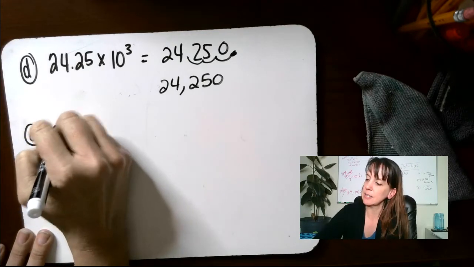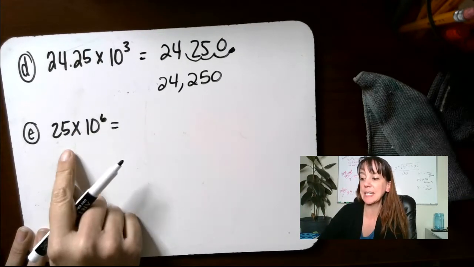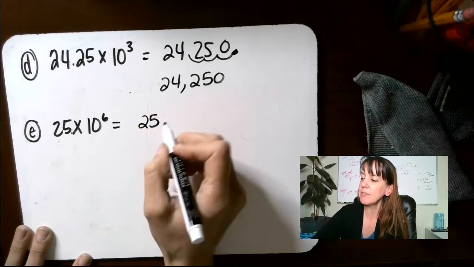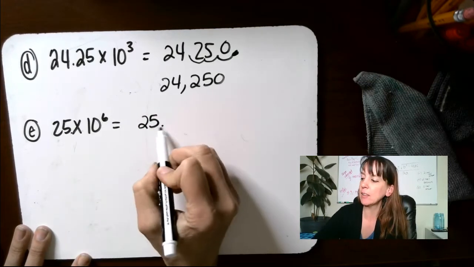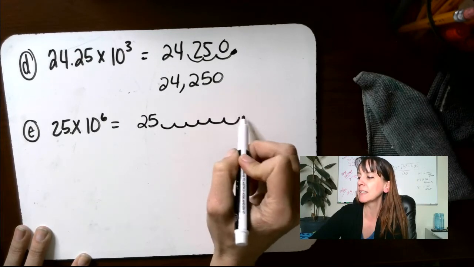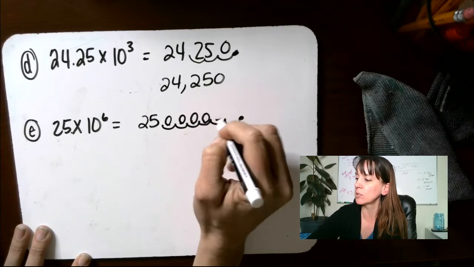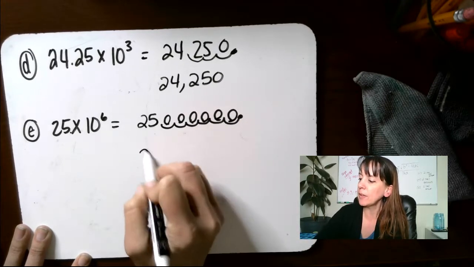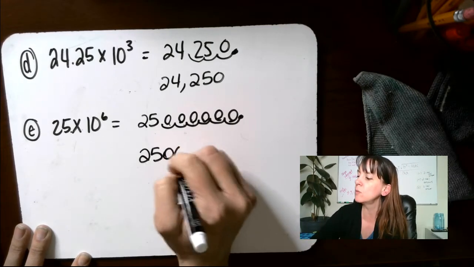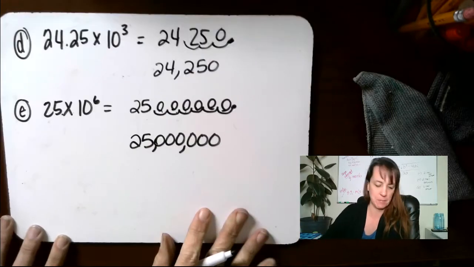25 times 10 to the 6th power. Now, this is a case where there's no decimal shown, so it's at the end here. So I'm gonna write 25, and it's to the 6th power. I'm gonna make it larger, so we're gonna go 1, 2, 3, 4, 5, 6, and put a decimal there. Now I got to fill in some zeros here because I need some placeholders. So we end up with 25 with 1, 2, 3, 4, 5, 6 zeros. That gives us 25 million.